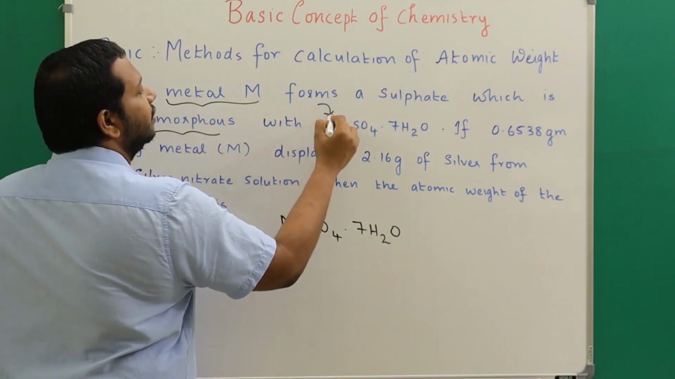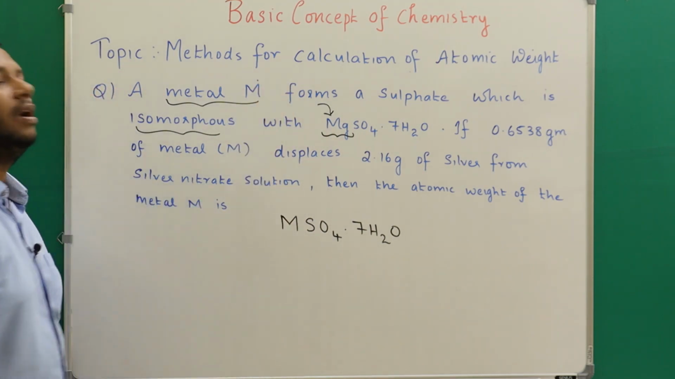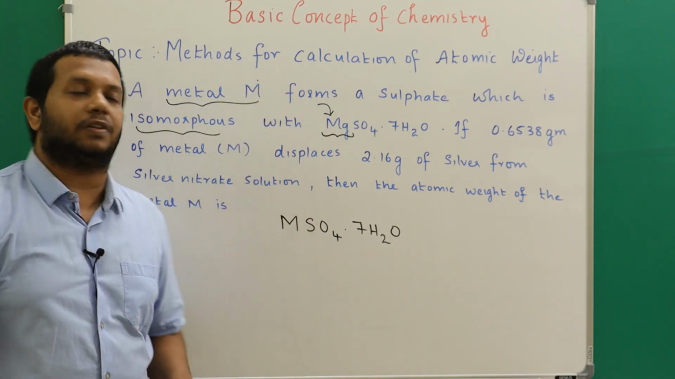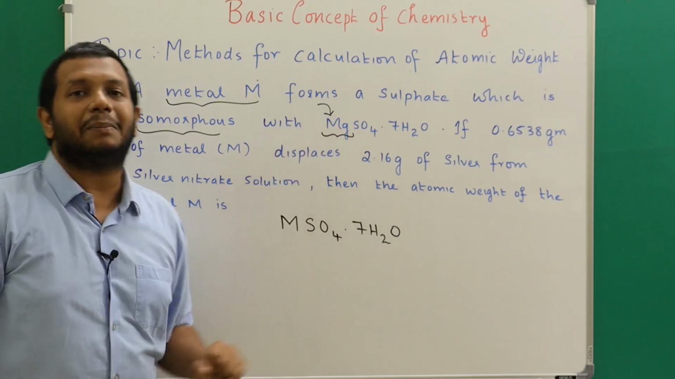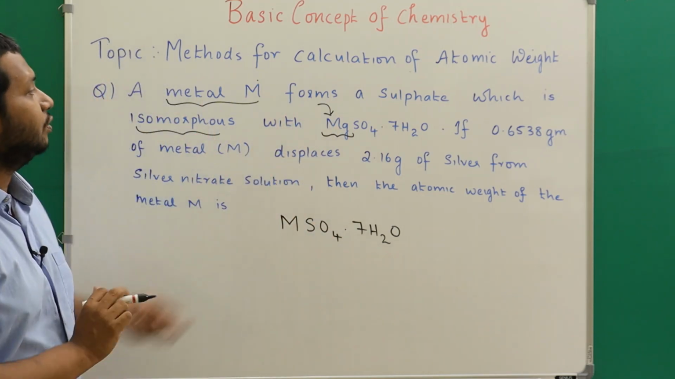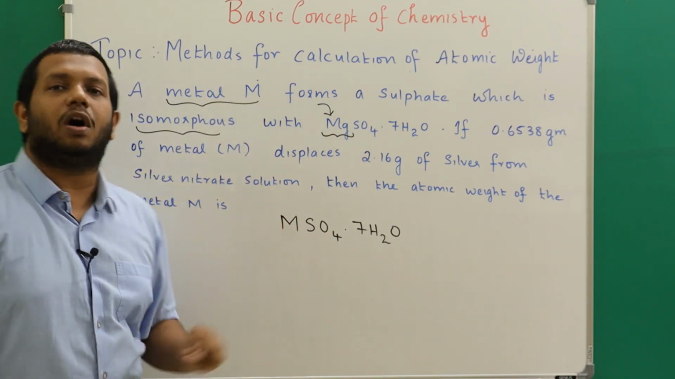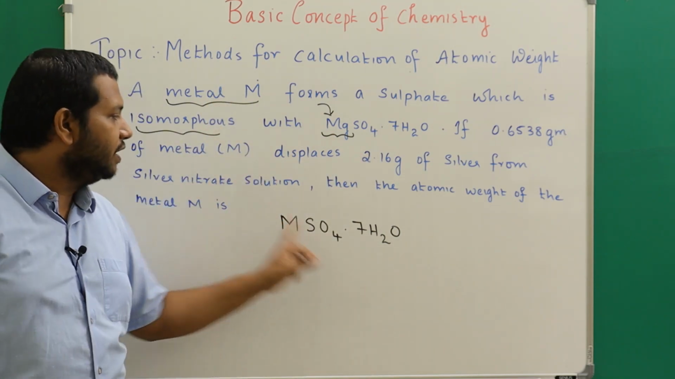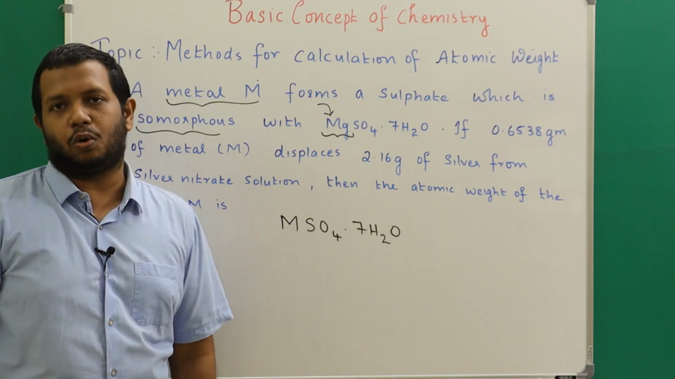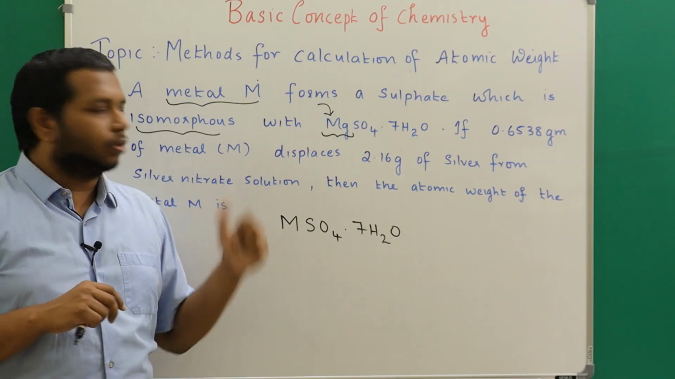Isomorphous means this magnesium can be easily replaced by the metal M. Why? Because both are isomorphous. So both the metal as well as the magnesium should have the same valency. I know that the valency of magnesium is 2. So the valency of the metal should also be 2. So the formula should be MSO4·7H2O. But from this, can you calculate the atomic weight of the metal? No. So how to do that?